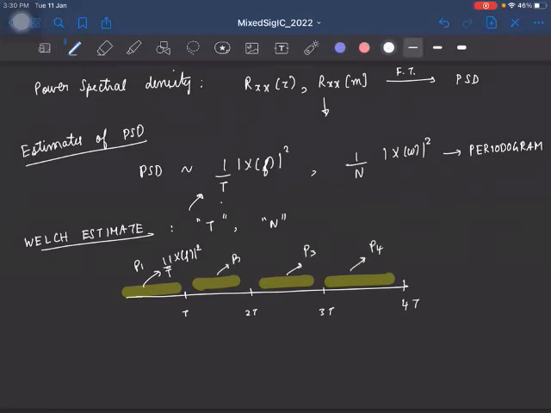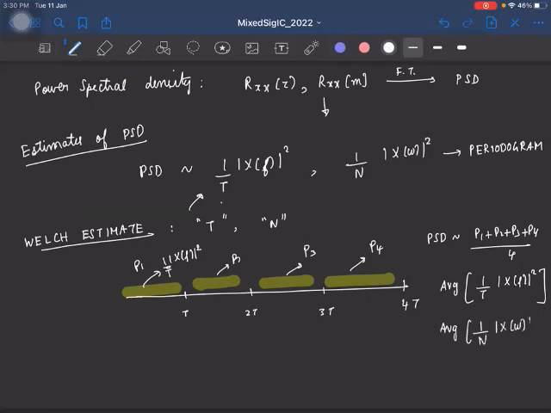giving p4. And in the Welch estimate, we say that the power spectral density is approximately the average of all these, p1 plus p2 plus p3 plus p4 by 4. Or I can write it as an average of this periodogram estimate, that is 1 by t times the magnitude squared of the Fourier transform. Similarly, for the discrete time case, it will be the average of 1 by n times magnitude of X of omega squared, the discrete time Fourier transform.